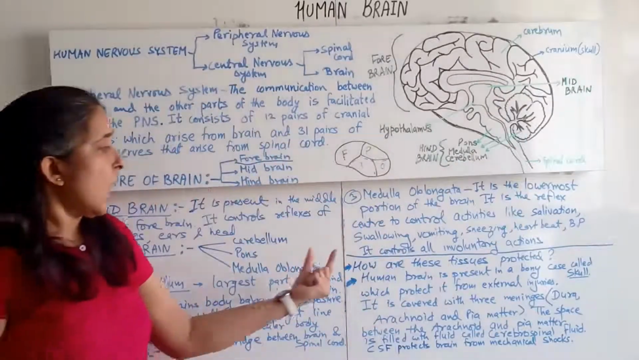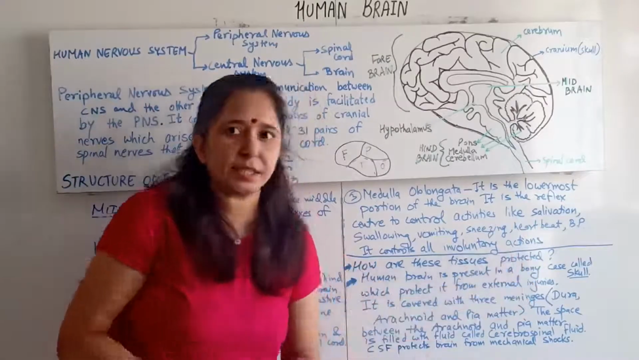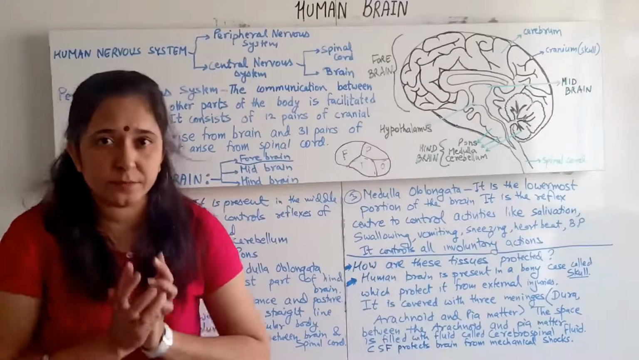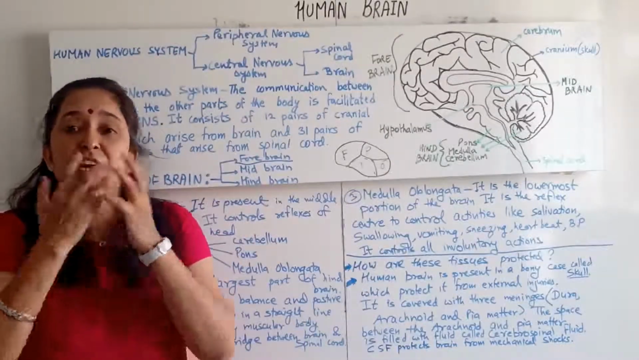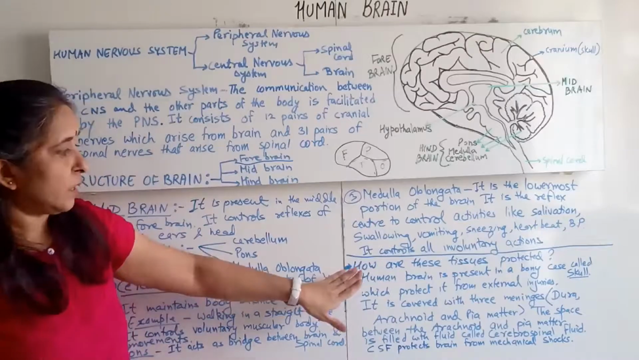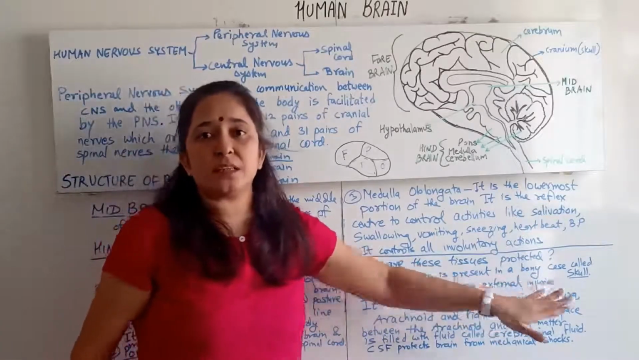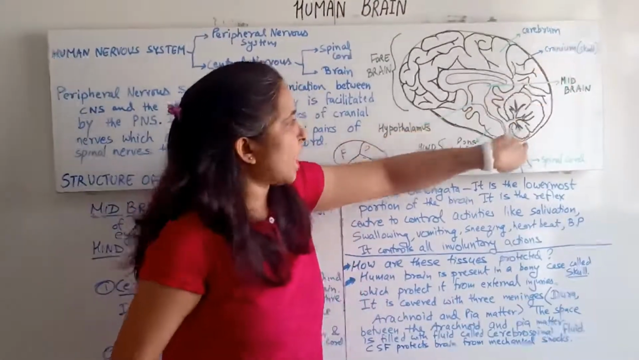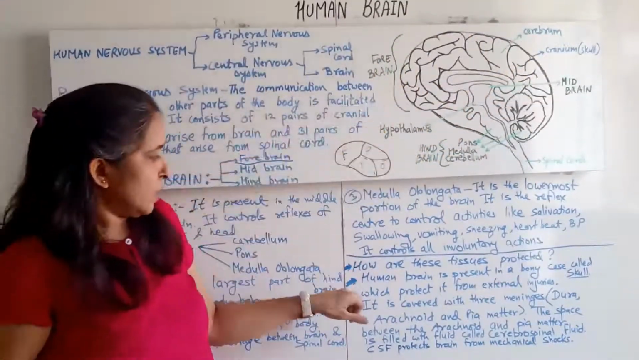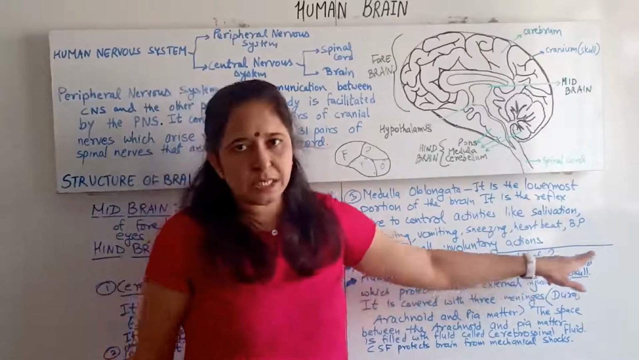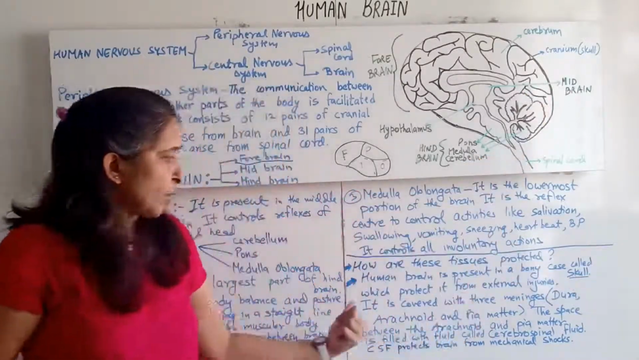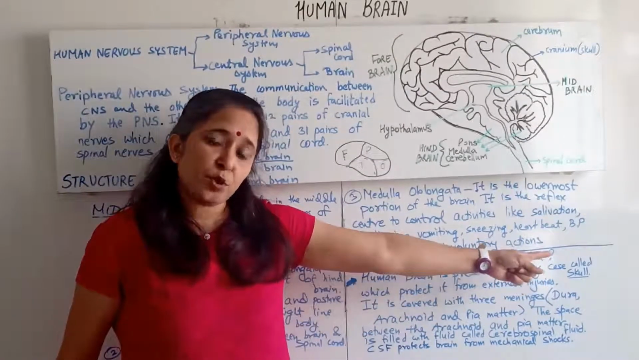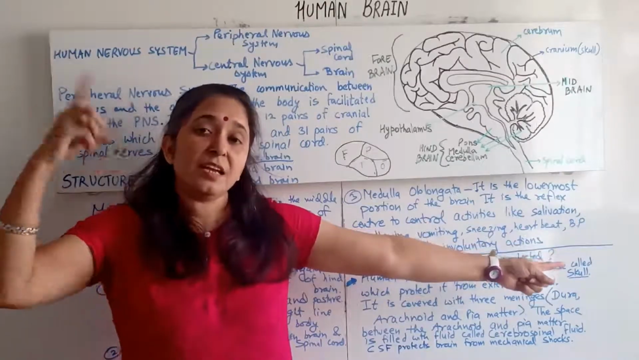Now one question is there: how are these tissues protected? Tissues means the whole brain. How is it protected, by which structure? The human brain is present in a bony case called the skull or the cranium, the outer hard covering. And what is the function of the skull? It protects the brain from external injuries.